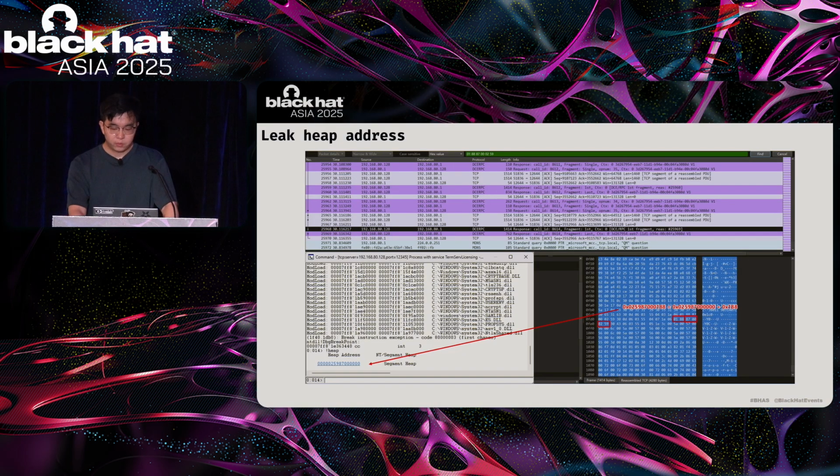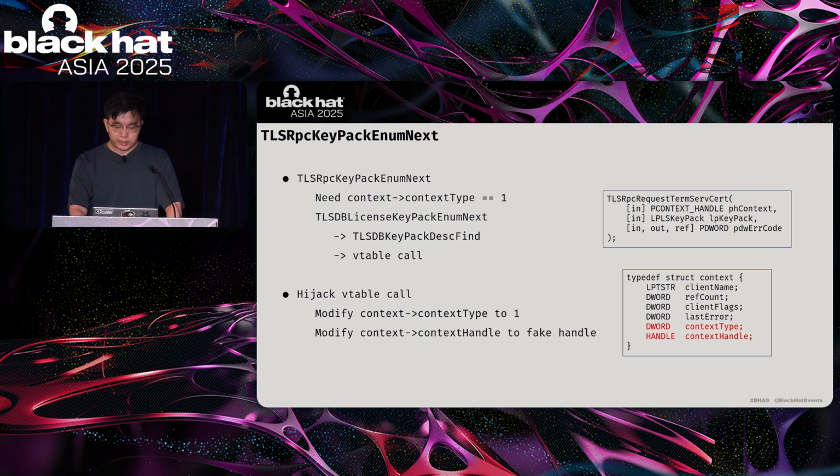As shown in the figure, we can leak the value of the heap base address plus 0x188. Okay, so now we can get our needed addresses. The next step is to control the program's execution flow.